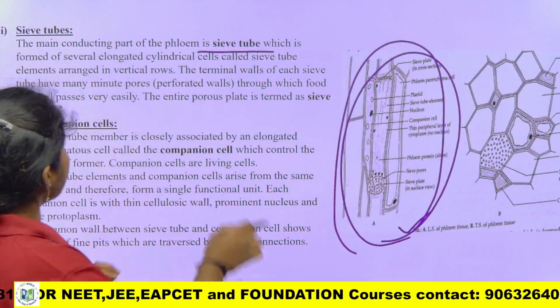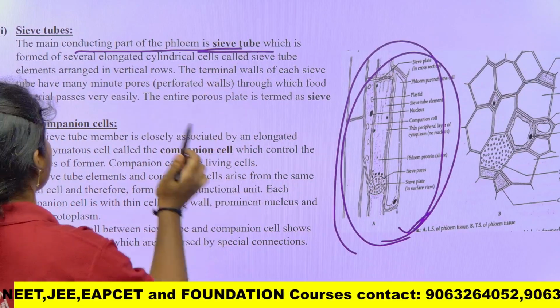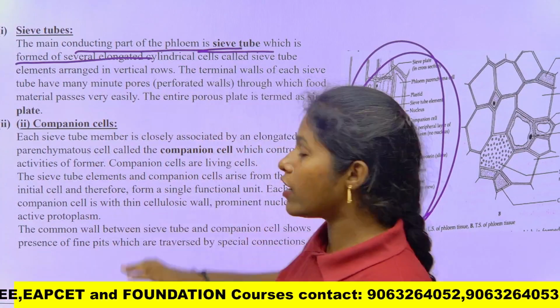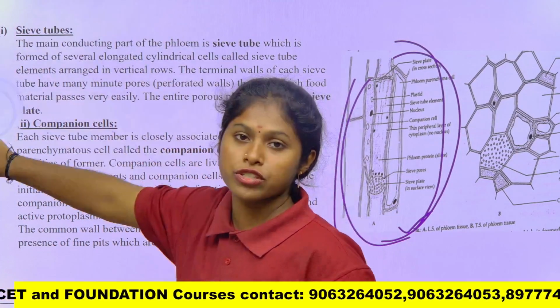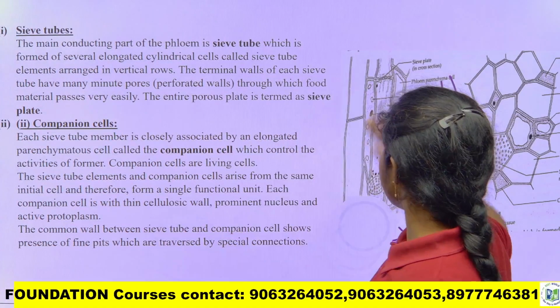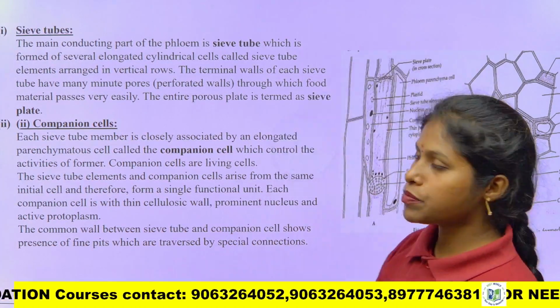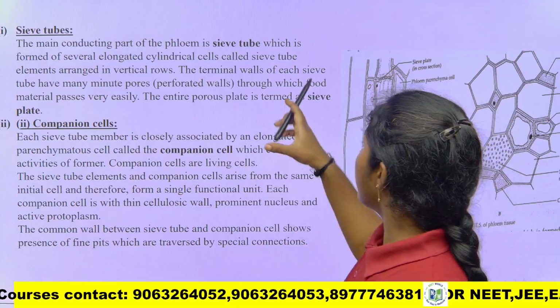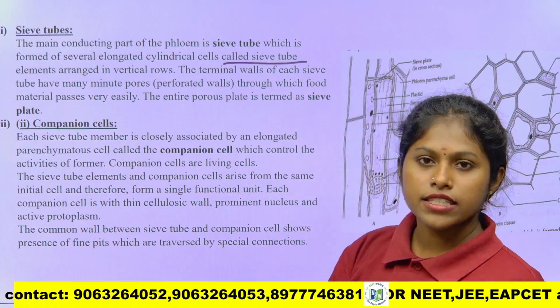Here the main conducting part of the phloem is the sieve tube. They form several elongated cylindrical cells. They are cylindrical in nature, which means they are cylindrical tubes. We call them sieve tube elements.